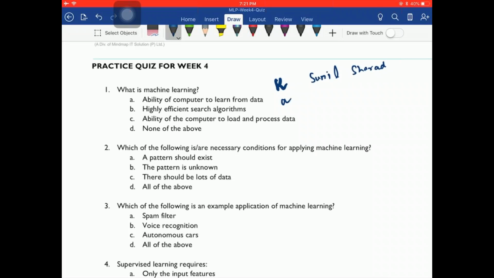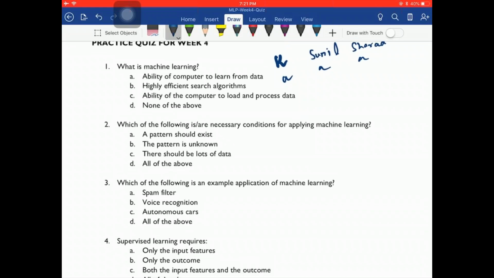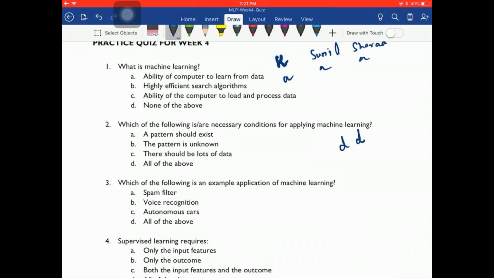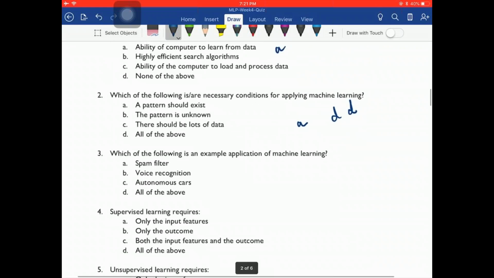Which of the following are necessary conditions for applying machine learning? A, a pattern should exist. B, the pattern is unknown. C, there should be lots of data. D, all of the above. Krishna, you are saying A. Sunil and Sharad, D. Okay, Krishna is A. You want to change, Krishna?